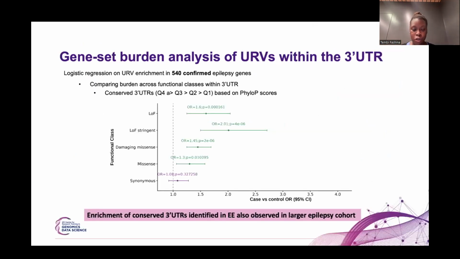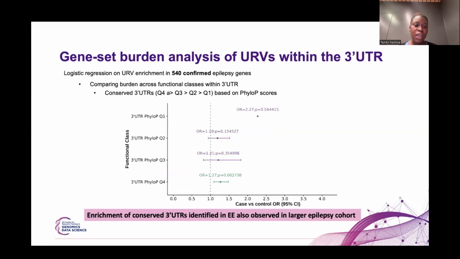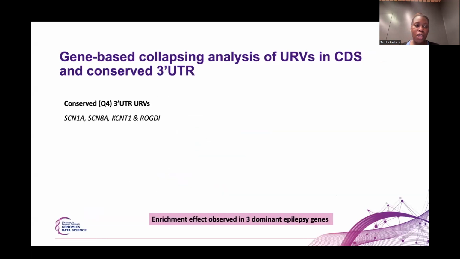When we run our logistic regression again, we see that our synonymous variants are still insignificant and still around the odds of 1, but we see a much better odds for our loss of function and damaging missense variants. And we still see that enrichment for Q4, so the most significant UTRs, the most conserved 3' UTR bases within the 3' UTR.